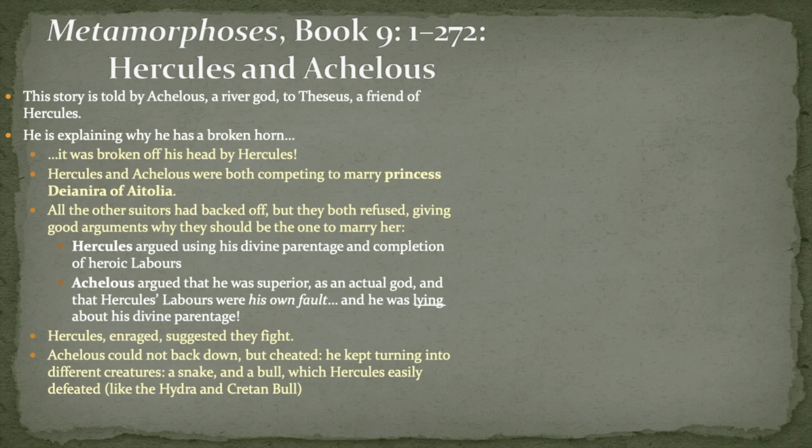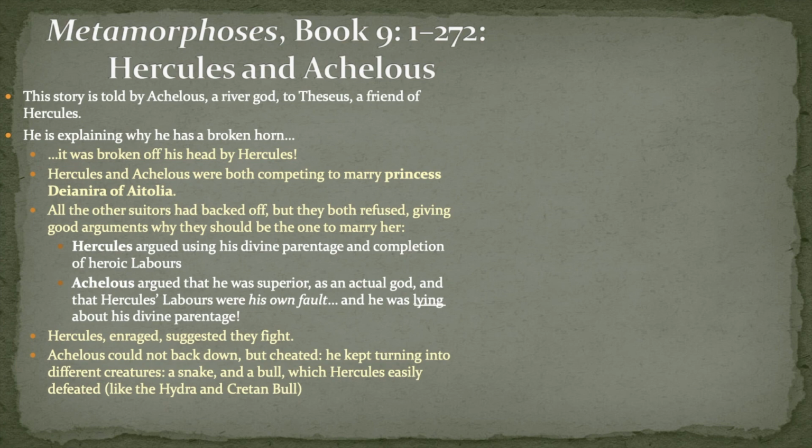But he cheats. Water spirits seem to be able to change their shape. Thetis, the goddess who became the mother of Achilles, when she's captured by Peleus, as a water goddess, she's able to turn into different creatures, a sea snake, a seagull, a lion apparently at one point, in order to try and evade her captor. And Achelous seems to do the same thing here. He turns into different creatures. He turns into a snake. He turns into a bull.